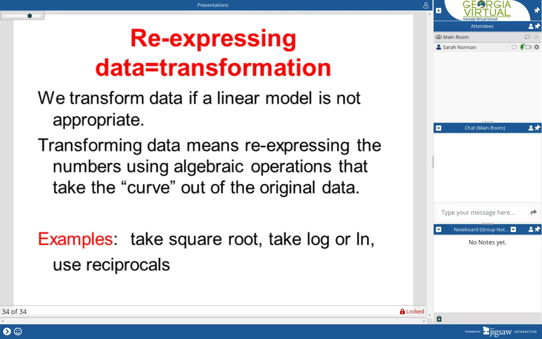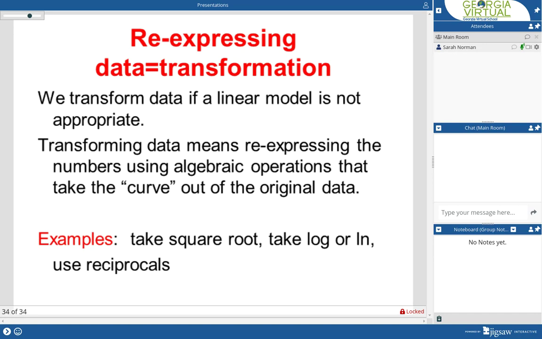And re-expressing data is transforming it if the linear model is not appropriate. So for example, let's say you look at the data and it doesn't really look like a line. It looks more like a curve. It could be anything: exponential, trigonometric, whatever. But we're going to focus primarily on exponential in this course.